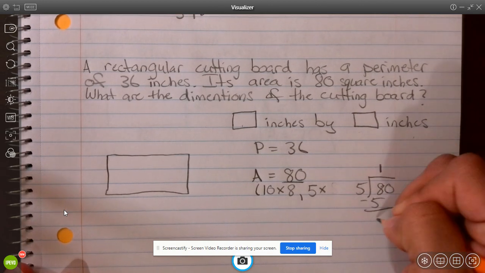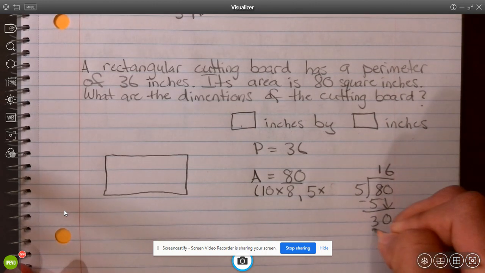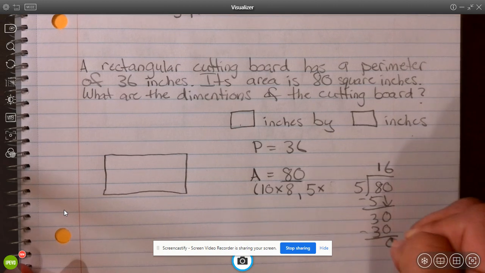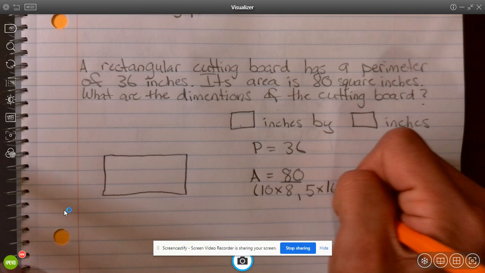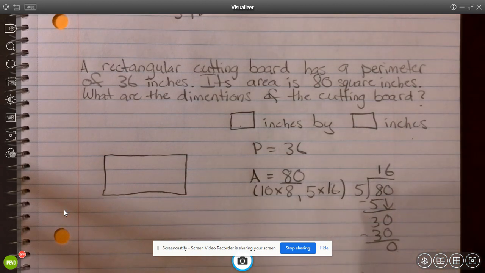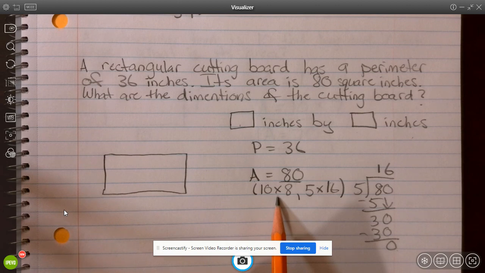Subtract 8 minus 5 is 3. Bring down that 0. 5 goes into 30 six times. Subtract. You have 0 remaining. So 5 times 16 equals 80. And you can keep on and keep on. This one was the first one that came to my mind. So let's try 10 times 8.